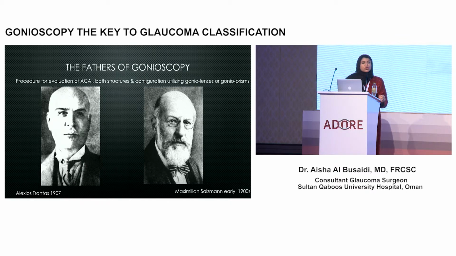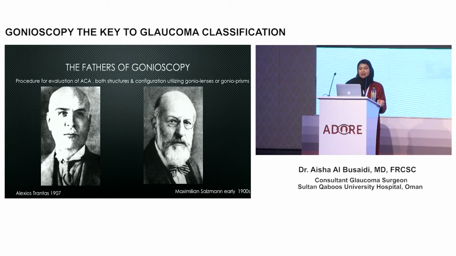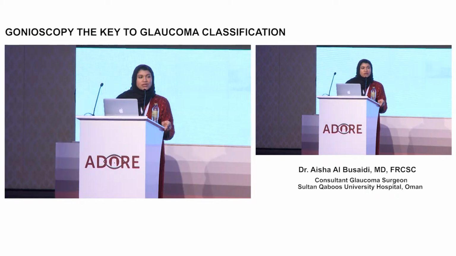The term was first coined by the Greek ophthalmologist Alexios Trantas in 1907, with the term gonia meaning angle and scopein meaning to observe. The first ophthalmologist, however, to use a contact lens to visualize the angle was Maximilian Salzmann in the early 1900s, both of whom are considered the fathers of modern-day gonioscopy.